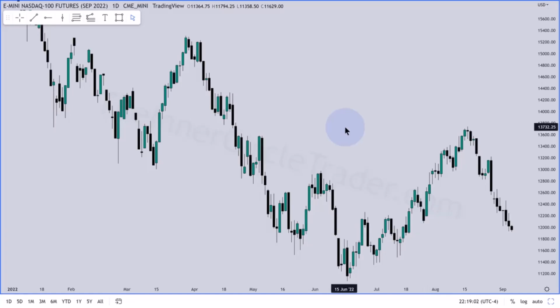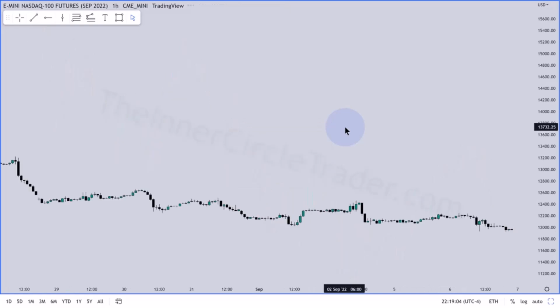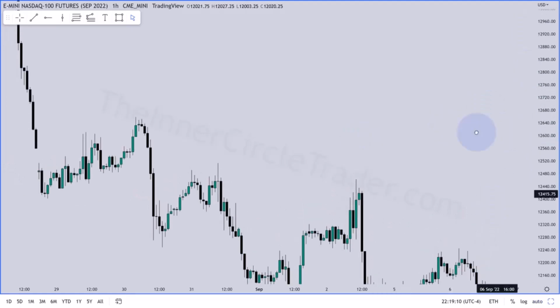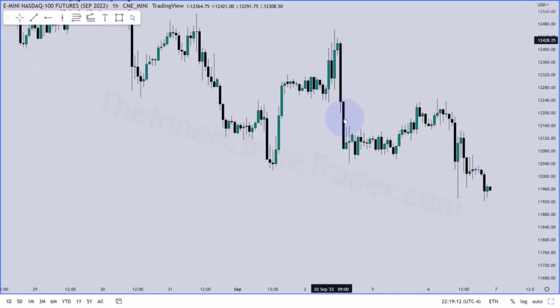Let's take a look at the hourly. Okay, you can see how price broke lower, fair value gap, worked in that, touched the higher portion here, and sold off. Small little fair value gap there, broke lower for another run into the low. 15-minute time frame.